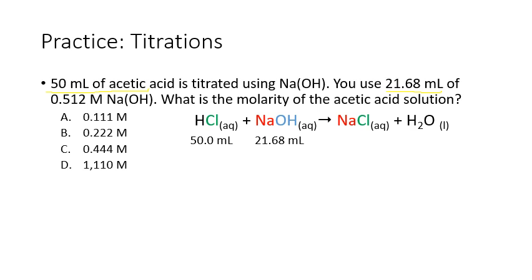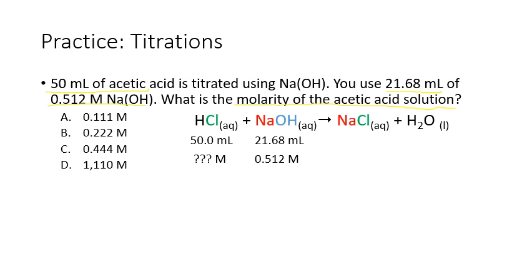So we have 21.6 milliliters of the base, 50 milliliters of the acid, and we also want to know what the concentration of the acid is. We don't know what the concentration of the acid is. They haven't told us, but we can calculate it because we do have the concentration of the base, 0.512. So we have the concentration of the base, we have the volume of the base, and we have the volume of the acid. So using those three things, we can figure out how many moles of base were present, how many moles of acid were present, and then we'll divide the number of moles of acid by the volume of the acid, and that'll give us the concentration of that acid.